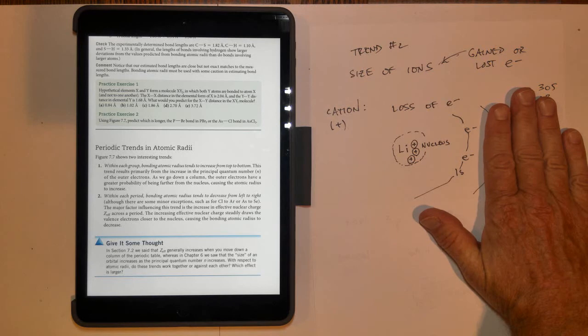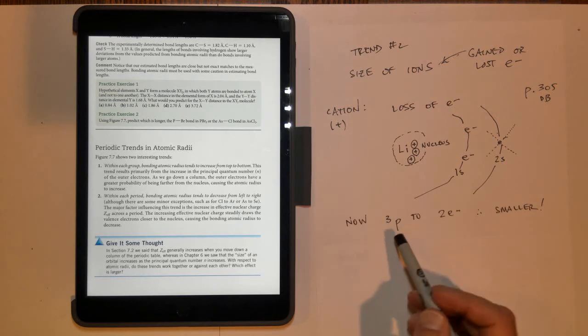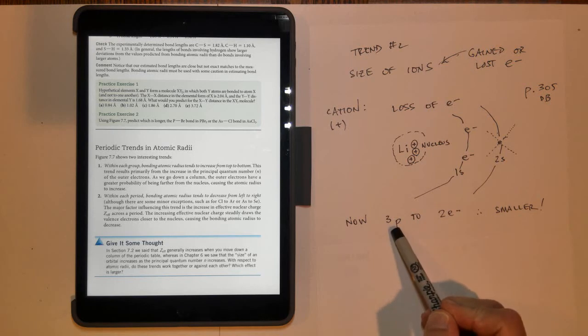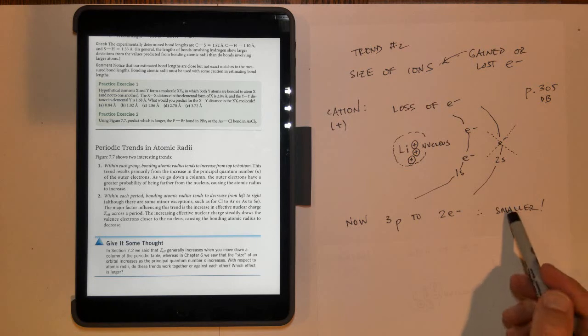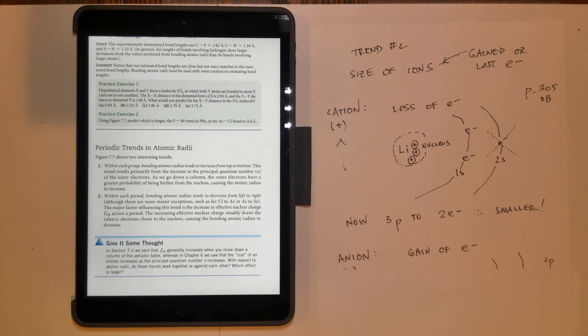And maybe it becomes obvious what happens to the size of this atom when it loses an electron. Since it doesn't have that electron shell anymore, now the atom got smaller. So it went from having 3 protons attracting 3 electrons to now 3 protons attracting 2 electrons right here. And so therefore the ion is smaller than the regular atom. This is the general trend for cations. Cations get smaller.